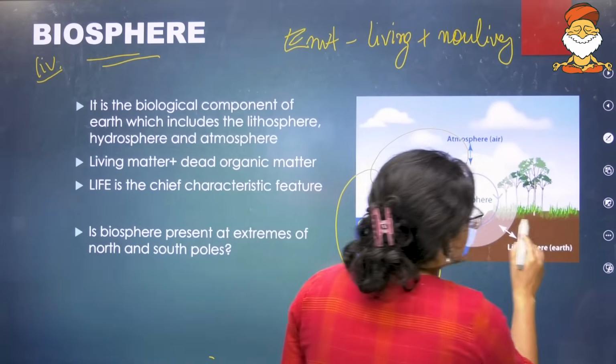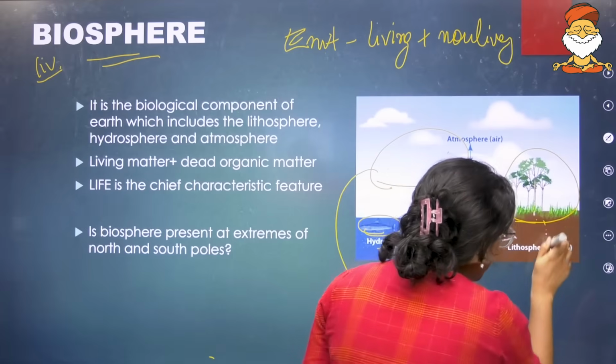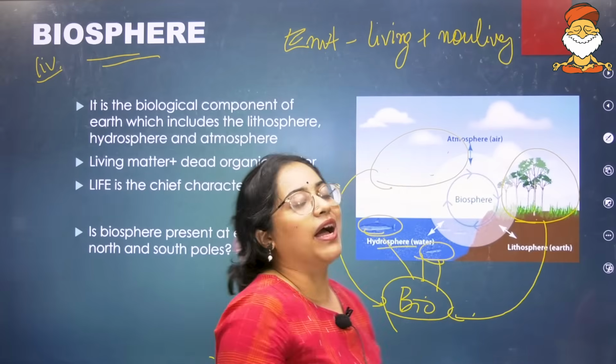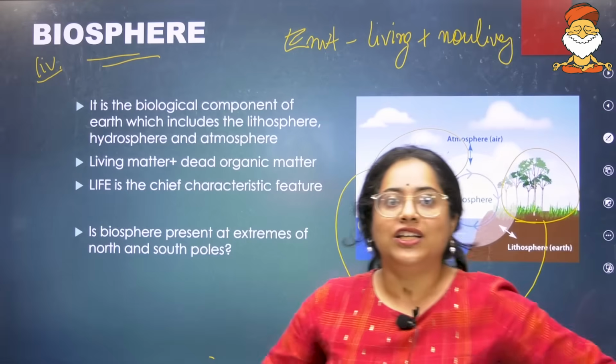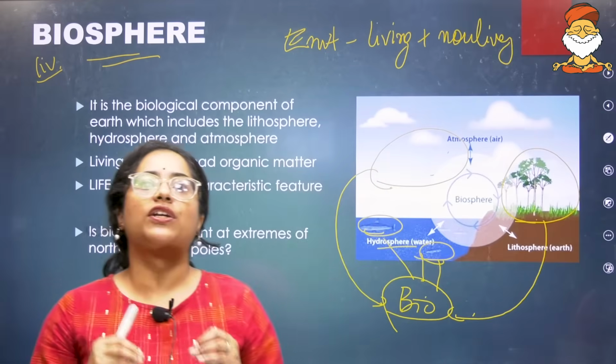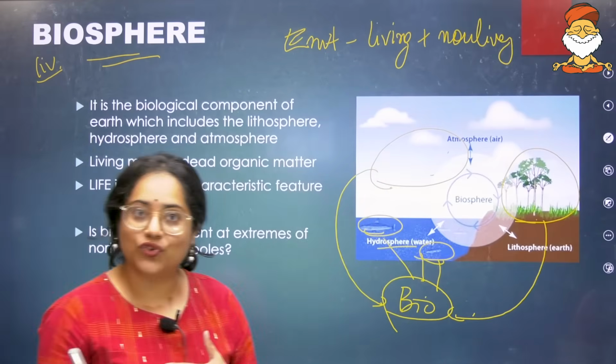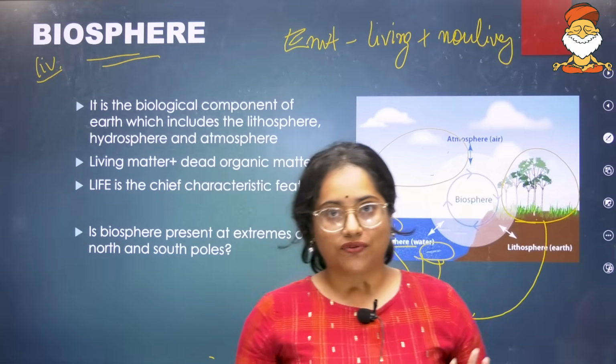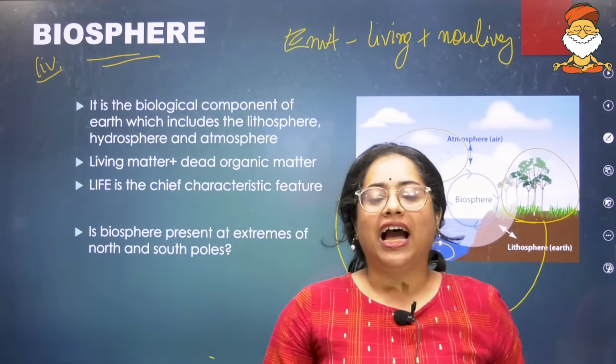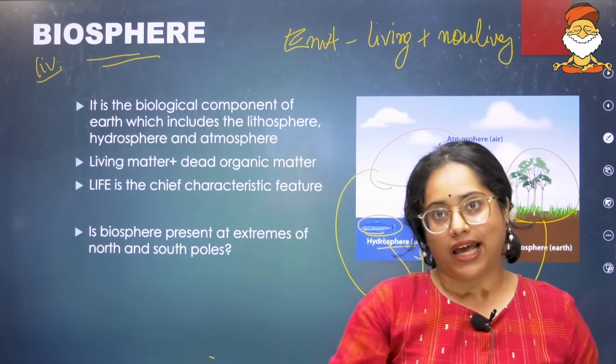If you have plants and grass and everything on the lithosphere, that is part of the biosphere. So biosphere is the biological component of the earth, which includes lithosphere, hydrosphere and atmosphere. Now this is where I want you guys to have a little bit more clarity.